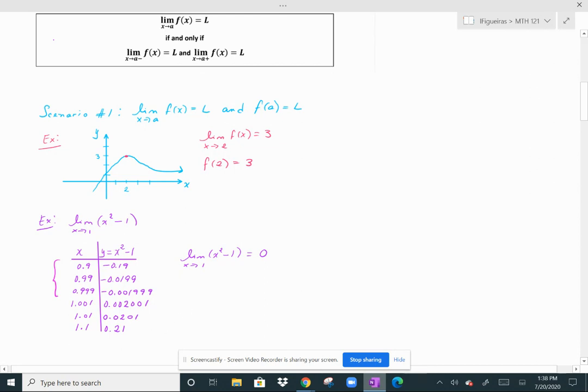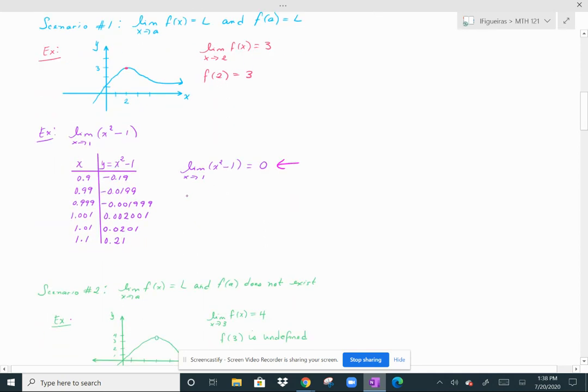And then if I do the same thing as I get closer and closer to 1 on the right, I have the furthest one here, 1.1, and then I get closer and closer, 1.001 is closer to 1. And so you can see here that again, your y values go from 0.21 to 0.002001. So it appears that as my values of x are getting closer to 1, my limit value is 0.